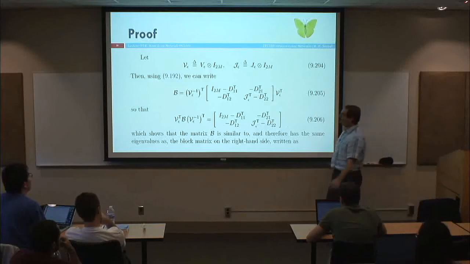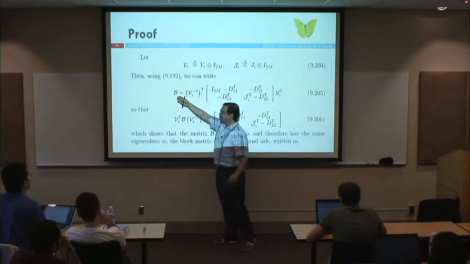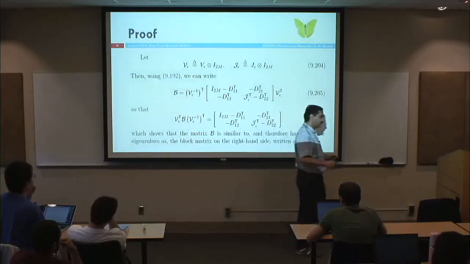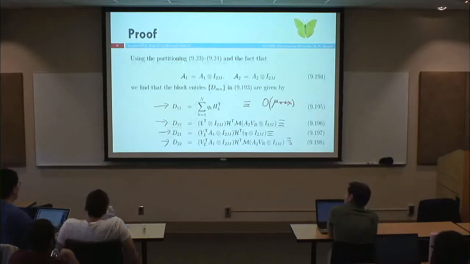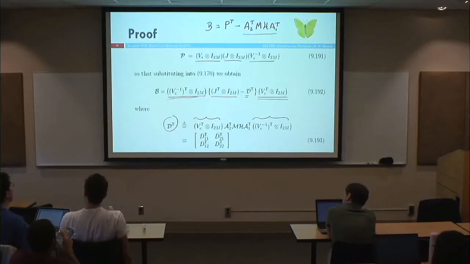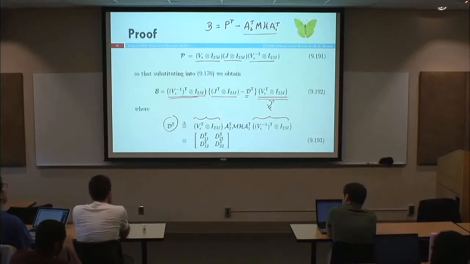So here it is. This is the matrix B that I wrote before. Rather than write this quantity like this, I'm going to call this calligraphic V, something like that. And then I'm going to group these two terms together.